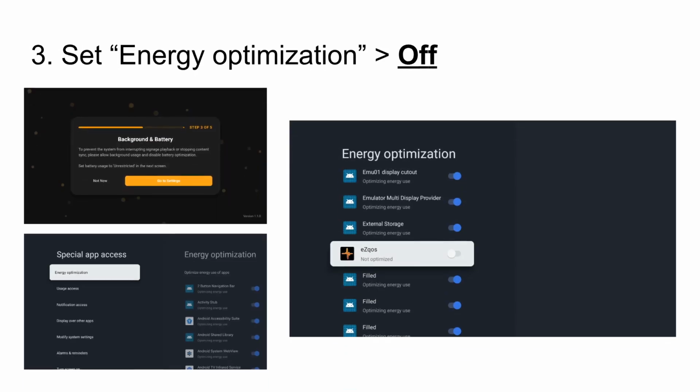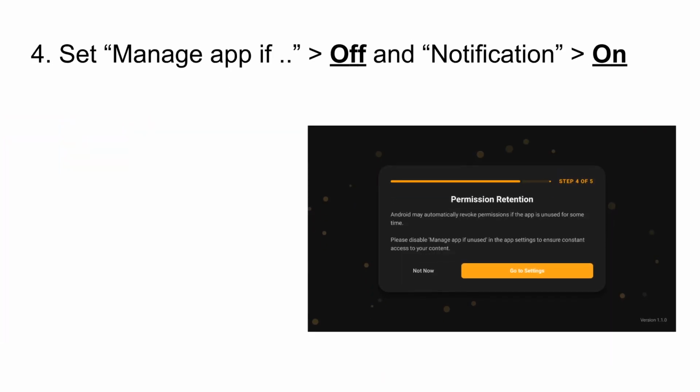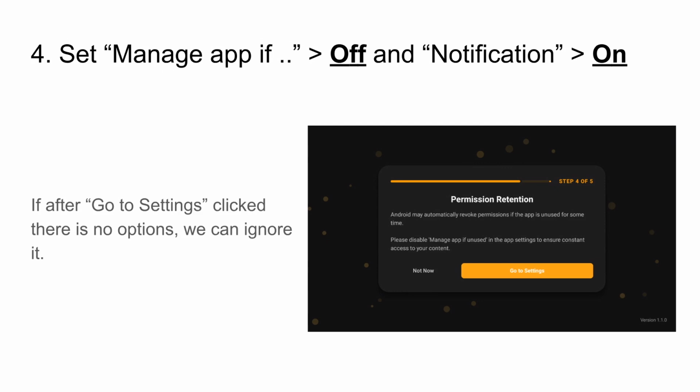Set Energy Optimization to Off to prevent the system from interrupting playback or stopping content sync. This ensures background syncing and display battery optimization. Set Manage App if Unused to Off and Notification to On. If the Go to Settings button does not present options, you can ignore it.